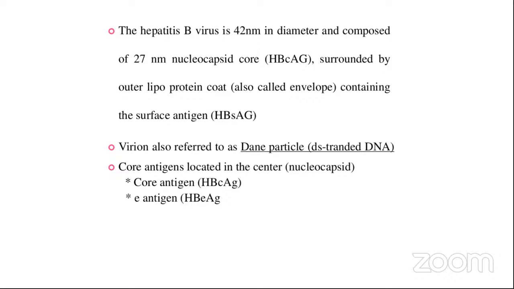Okay. So the core antigen is located in the center, that means in the nucleocapsid, and so it is called the core antigen. Then there is another antigen, the e antigen, which is a secretory antigen. Okay, so what do you mean by antigen, students?